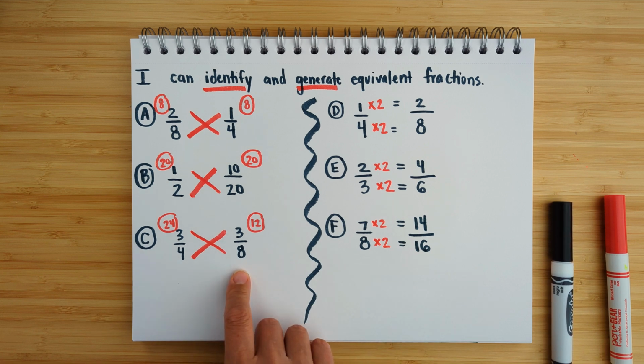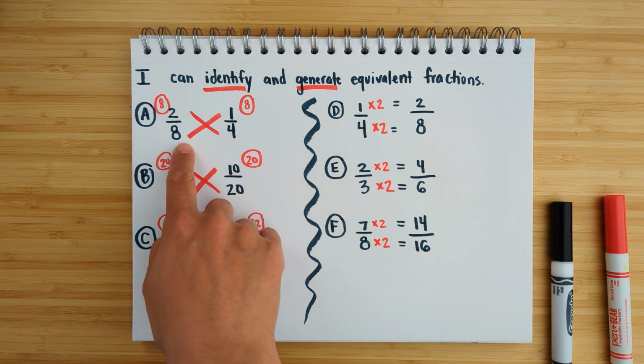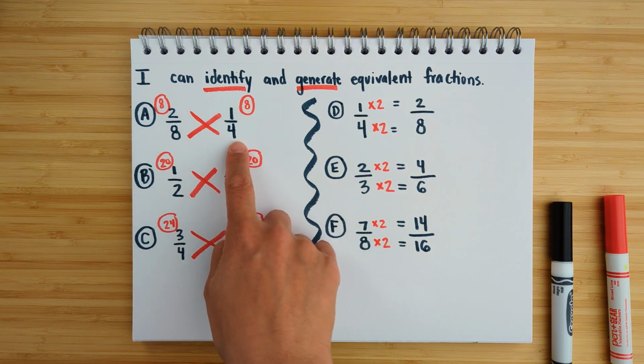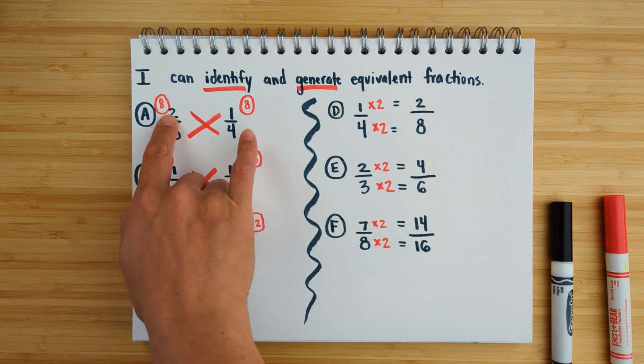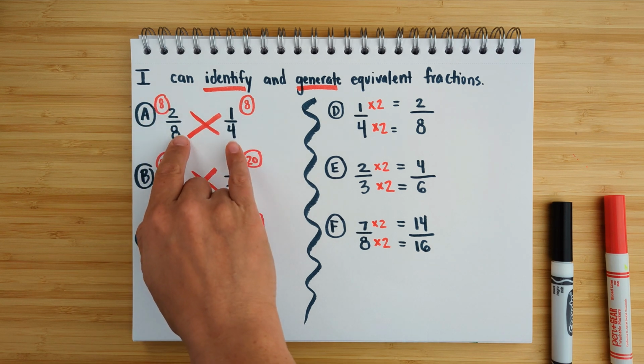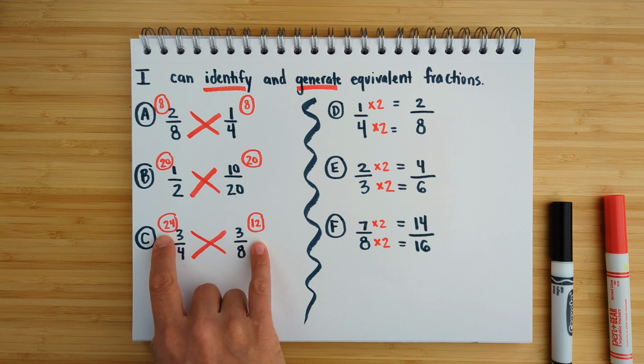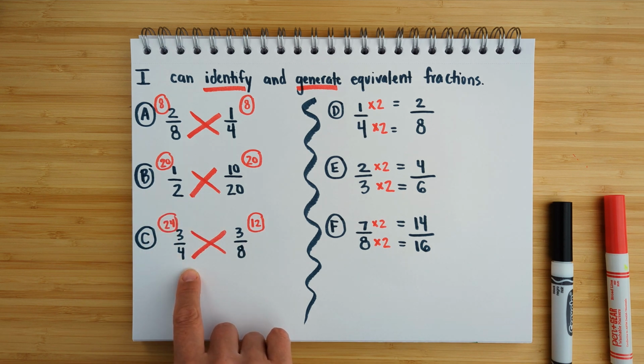Identifying equivalent fractions: a little trick is to use the X method. Multiply the denominator by the opposite numerator, and the opposite denominator by the opposite numerator. Figure out if those numbers are equal. If they're equal, they're equivalent fractions. If they're not, they're not equivalent fractions. And whichever number is greater is the greater fraction.